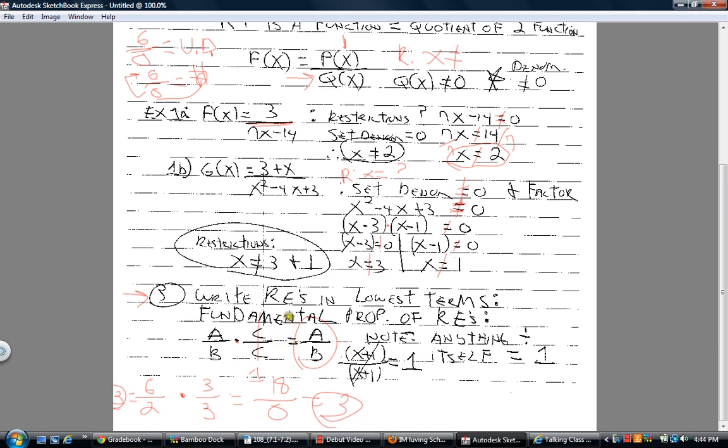So this is the fundamental property of rational expressions. Anything divided by itself equals 1, and that's what I want you to see and remember.